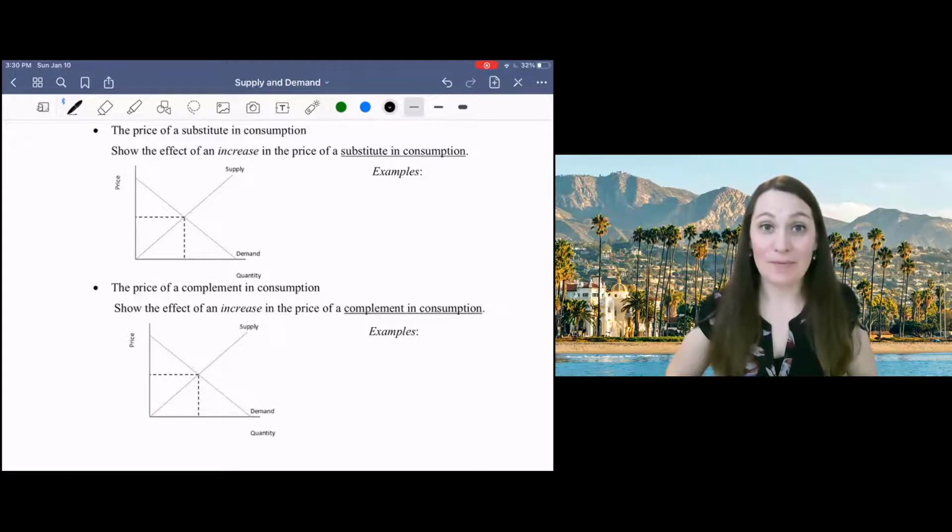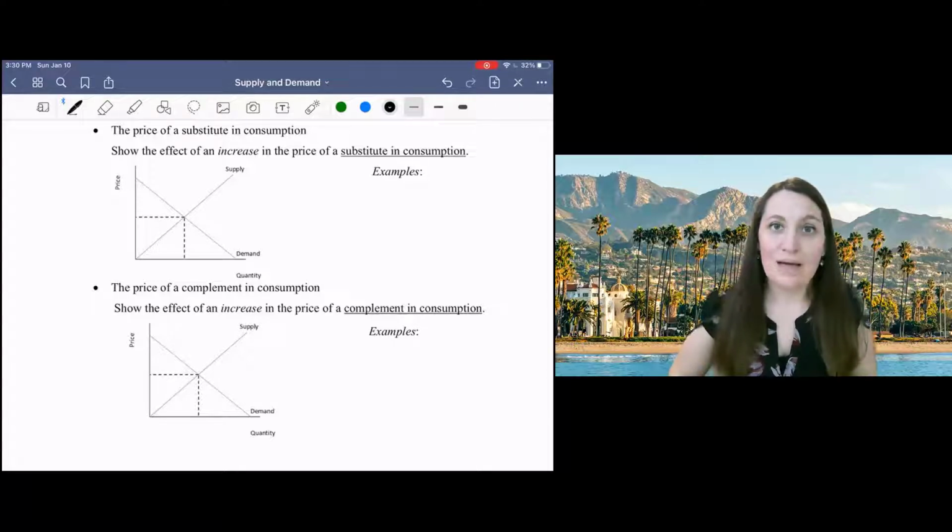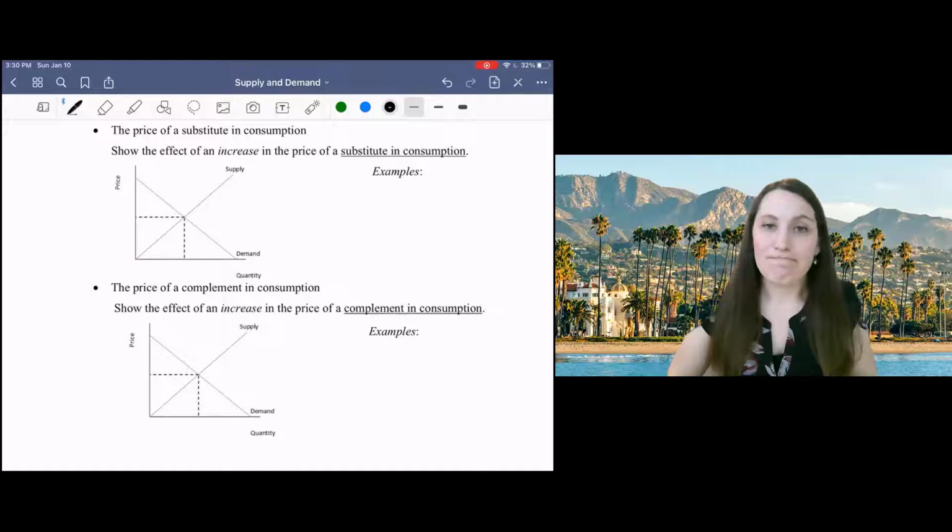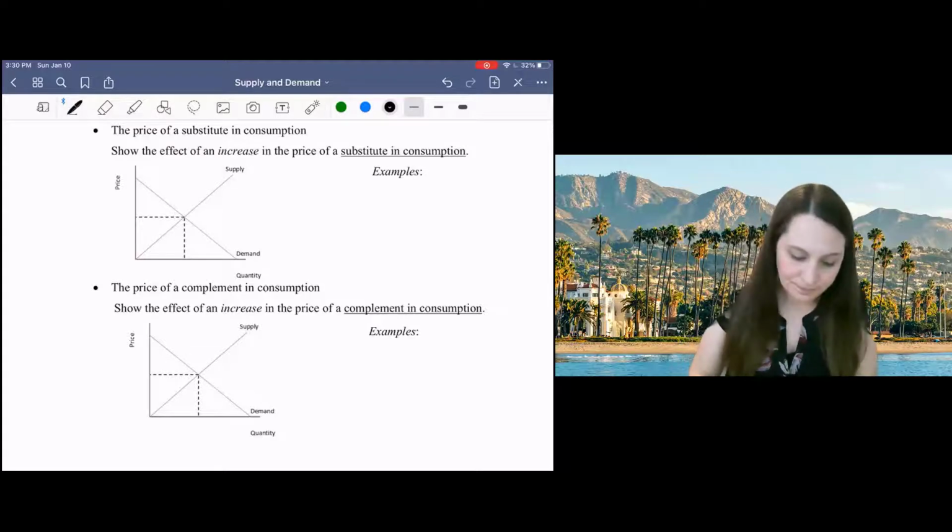When considering complements and substitutes, we're interested in the way that different markets are related through consumer preferences. Complements are goods that consumers prefer to consume together, whereas substitutes are goods that consumers choose to buy in place of one another. Let's start with substitutes. An example might be hot dogs and hamburgers.